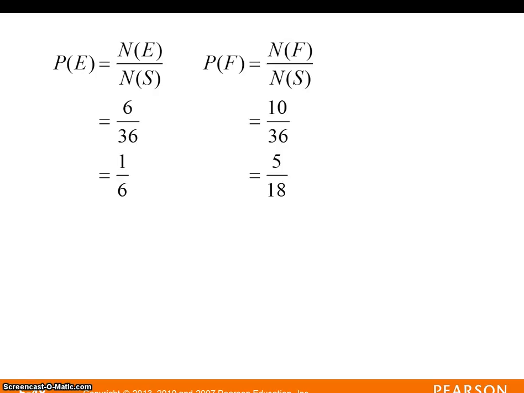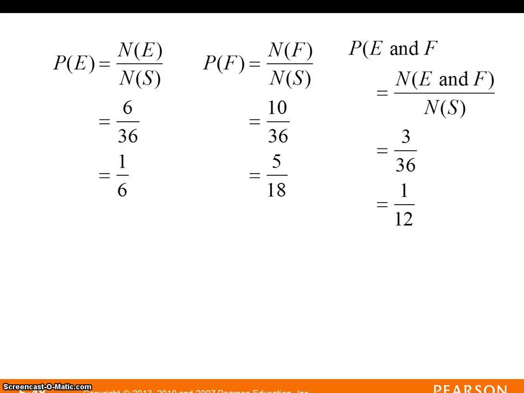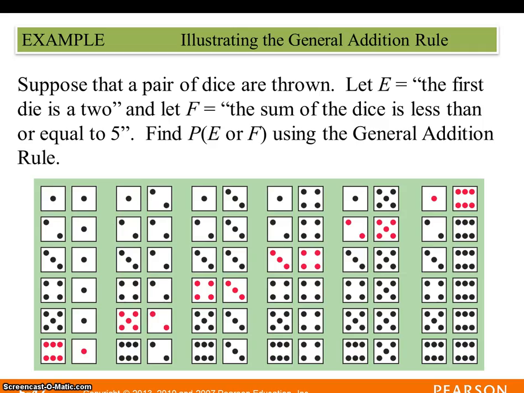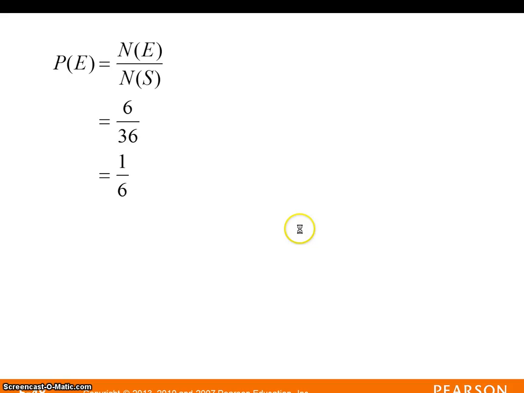And then lastly, if you look at the number of outcomes that have both the first die as a 2 and a sum of 5 or less, you get 3 of those, right? So if you look back, this has a sum of 3, this has a sum of 4, and this has a sum of 5, so these would be the 3 outcomes we're talking about. This has a sum of 6, so you wouldn't count that one.